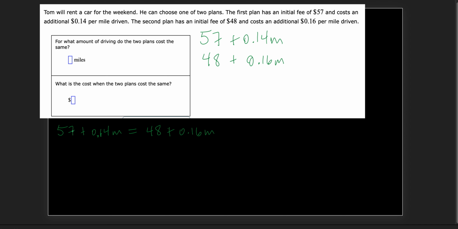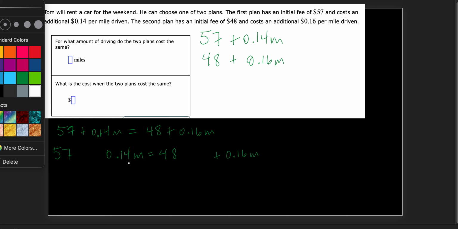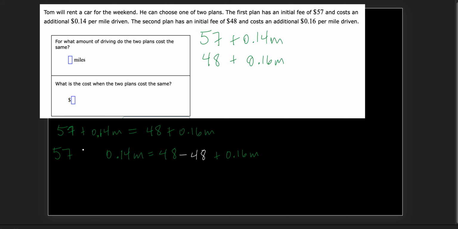So what I need is the 57 and the 48 to be on the same side. So I'll move the 48 over to the left so I can combine it with the 57. So that will happen if I subtract 48 from both sides. So 57 minus 48 is 9. So 9 plus 0.14 m equals 0.16 m.